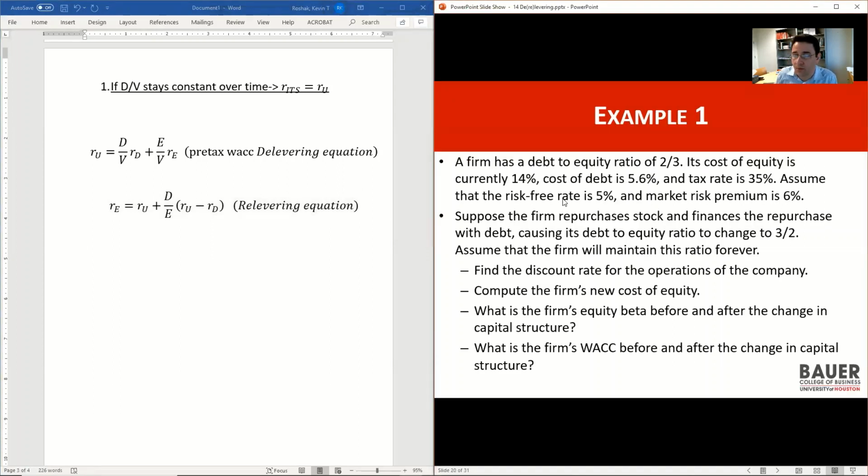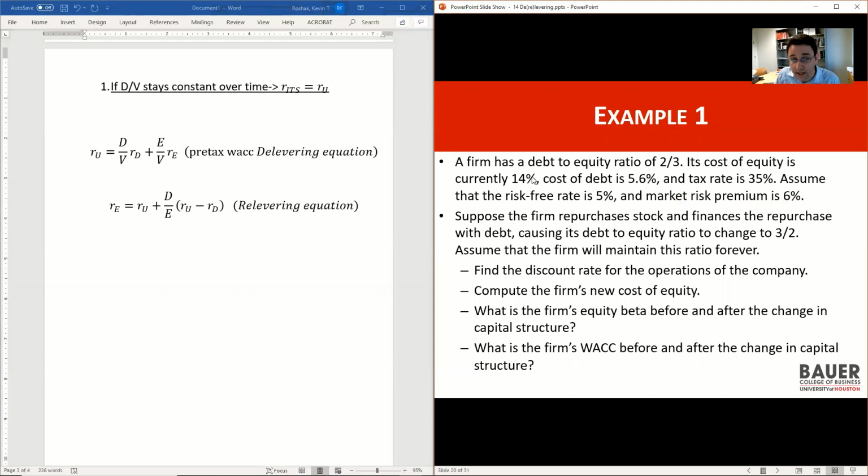In the first case, the company is going to change their capital structure. They started off with a debt to equity ratio of 2/3. We learn about what their capital structure used to be. It used to have a cost of equity of 14%, cost of debt of 5.6%, and a tax rate of 35%. And then we have some CAPM information. The risk-free rate is 5, and the market risk premium is 6. Okay, so that's all what it used to look like.